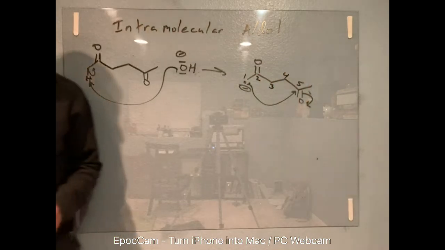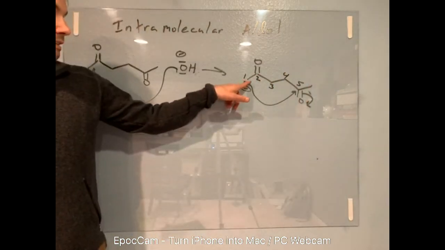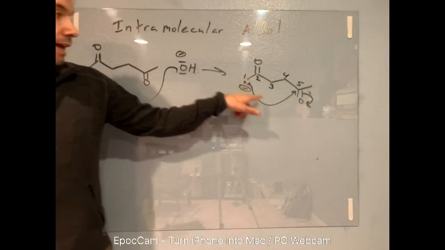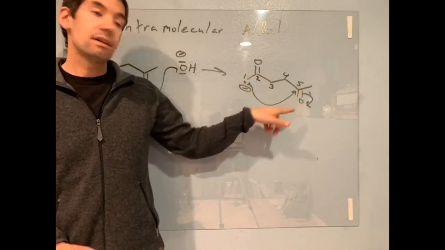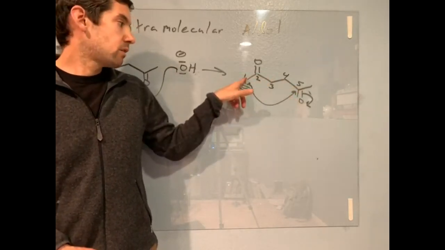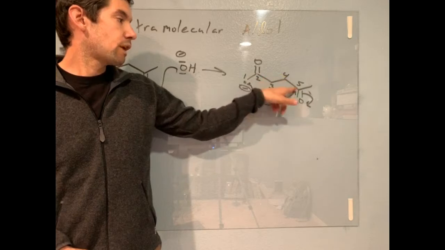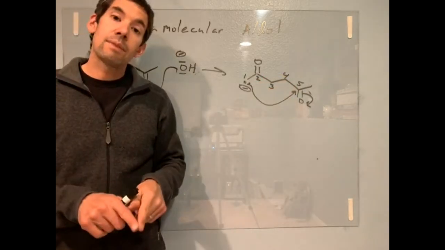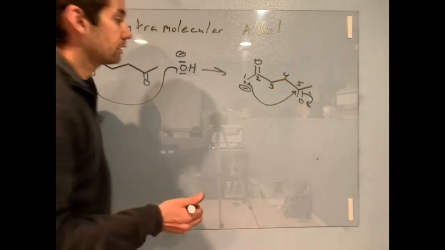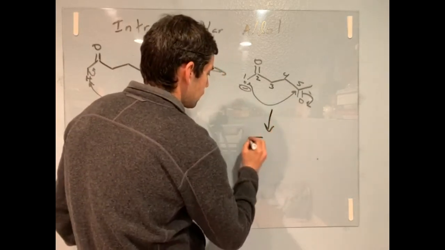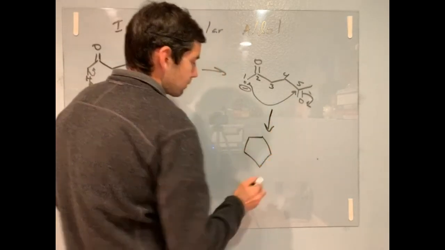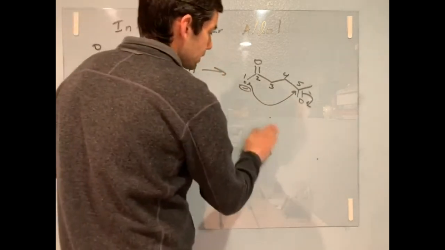So we can see what's happening. Carbon 1, which has the negative charge on it, is going to attack carbon 5. Carbon 1, carbon 5. So we count 1, 2, 3, 4, 5. It's going to make a 5-membered ring. So let's look at that. We're going to get our 5-membered ring. And since we know it's going to be a 5-membered ring, I'm just going to draw a 5-membered ring.